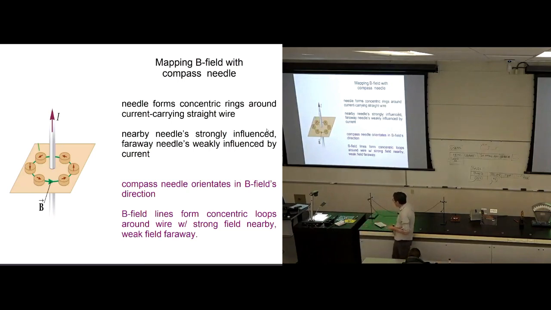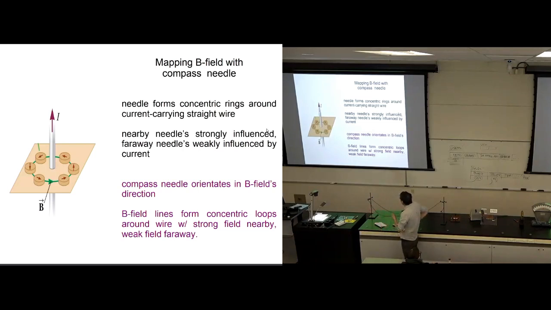So I've got a slide and a demonstration to show you the magnetic field of a straight wire. And then I'm going to talk about the size of the field, the strength of the field, give you an equation. I'm going to talk about the direction, the orientation of the field. I'll give you another right-hand rule.